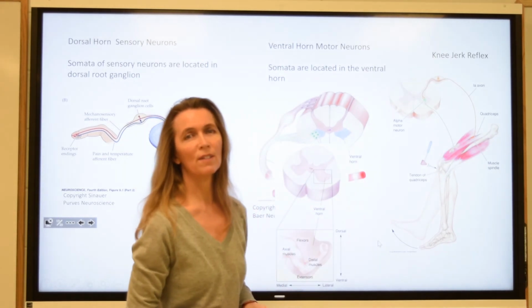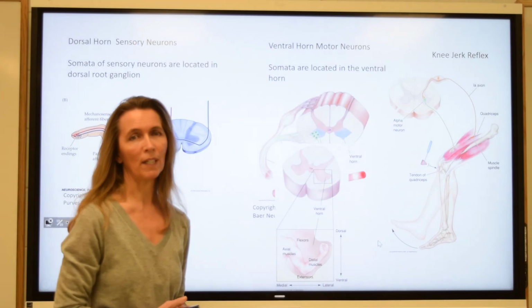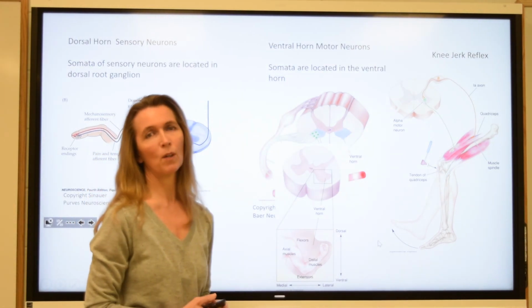That concludes our series on the anatomy of the brain and the central nervous system, and we hope that this was helpful.